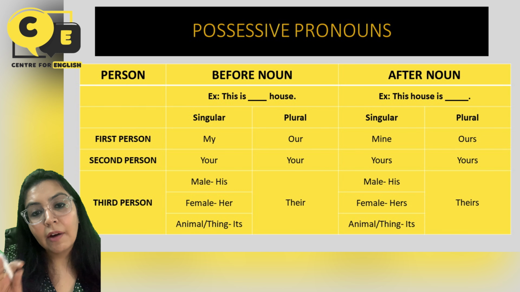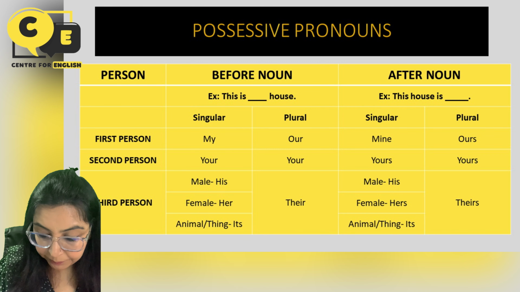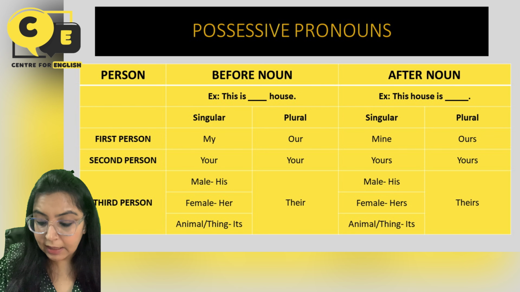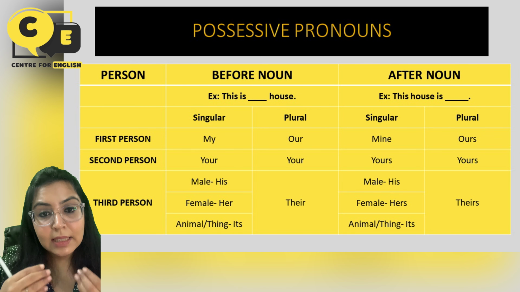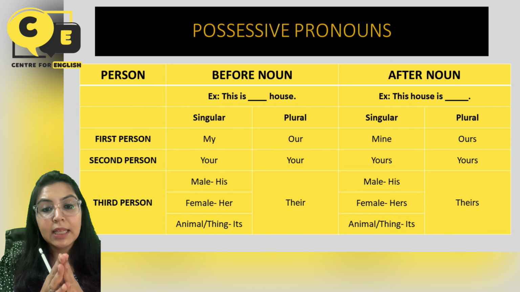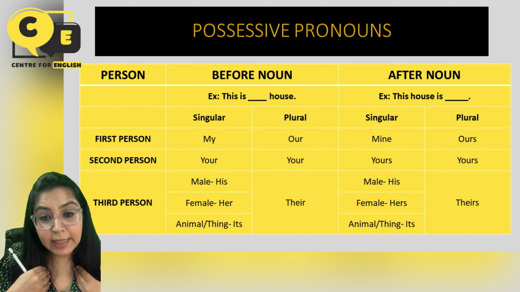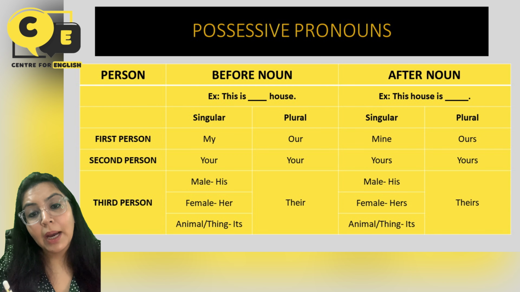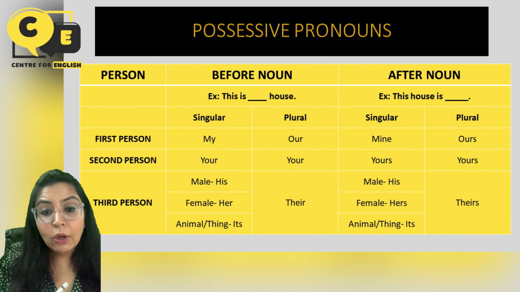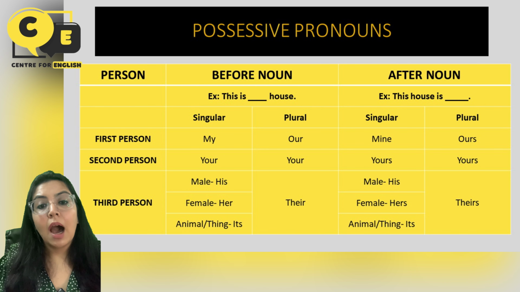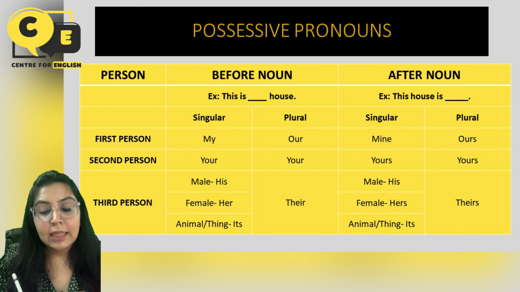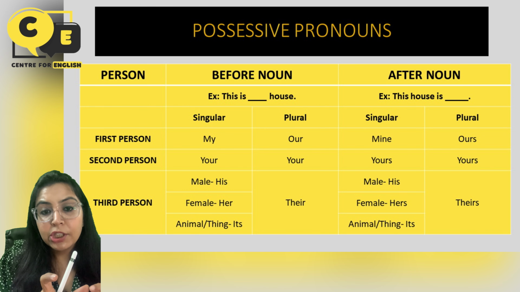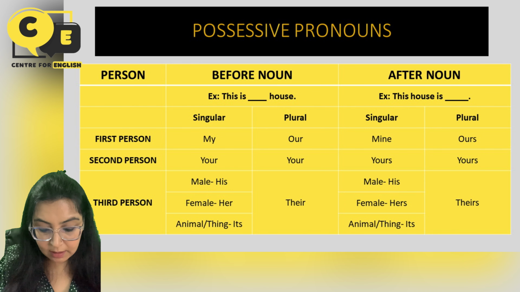Now, let's look at the after noun possessive pronoun case. Now, if I say in the first person, singular person, I would say this house is mine. So, my changes to mine. Now, in plural case, this house is ours, हम सबका. So, in plural case, our changes to ours.